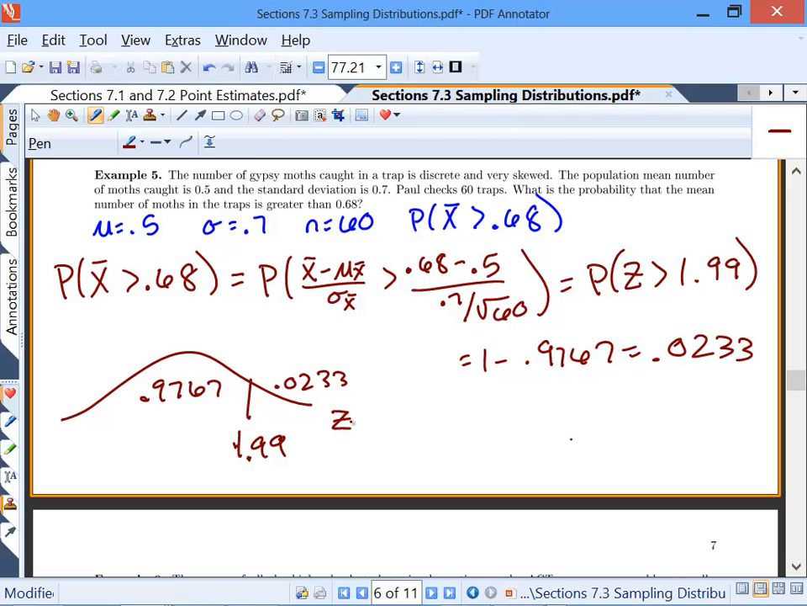So the probability that he gets a sample mean number of moths greater than 0.68 is only 0.0233. So, questions on this problem where we actually work something out.